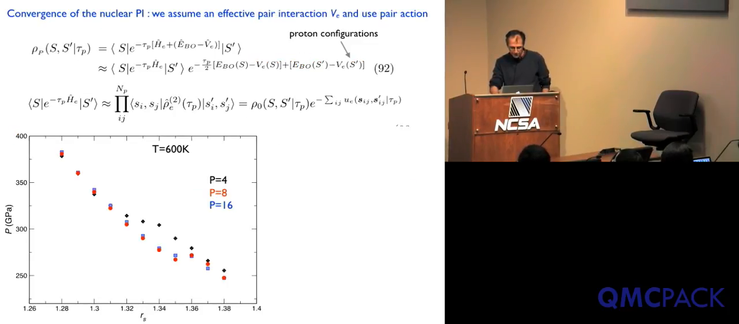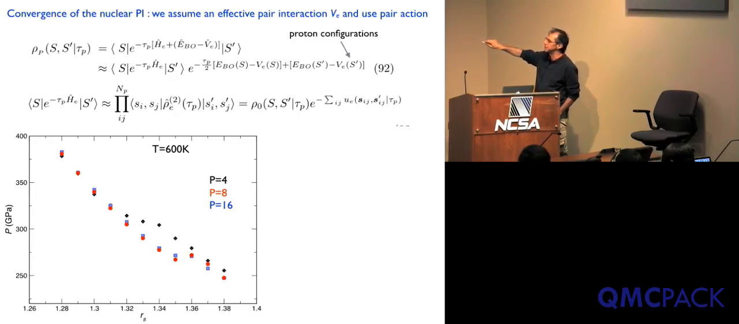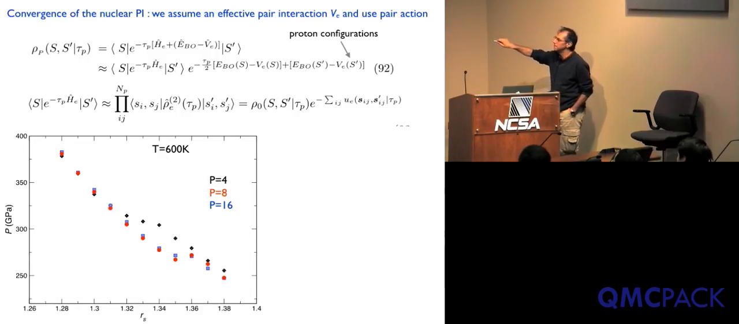This is a kind of test of convergence. You see, for 600 Kelvin, this is the liquid-liquid phase transition. You have the two branches. These are two liquids. One at low pressure. This is the volume per particle, basically. So here you have a low density liquid, which is a molecular insulator. Here you have a high density liquid, which is monatomic and metal.